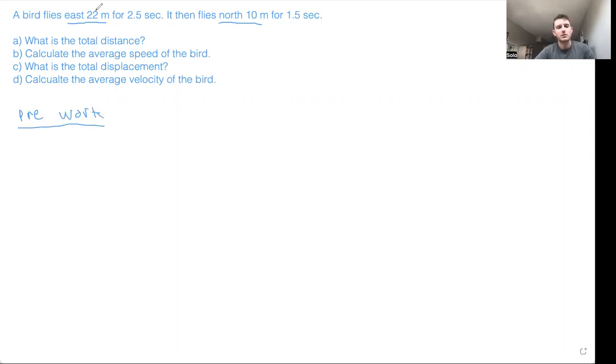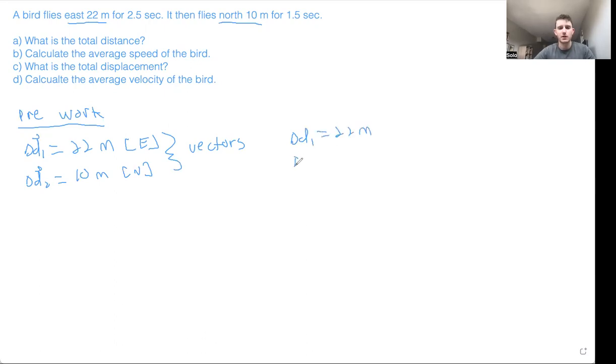Since we have a magnitude of 22 and 10 and a direction of east and north, that means we're given these as vectors, right? So we're given these position vectors. And we can call those delta D1 with a little vector, and we know that's going to be 22 meters east. And we know we're going to have delta D2, which is 10 meters north. And these are vectors, right? So that's important to distinguish because we can also write these down as just straight up scalars. Delta D1, delta D2, 10 meters. And these are our scalars, right?